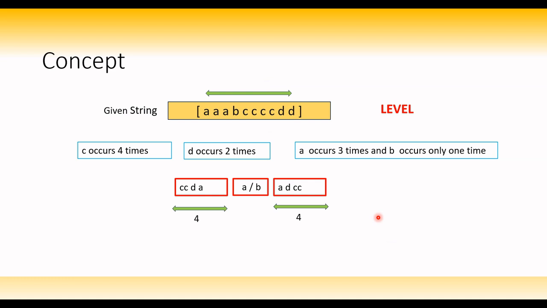So let us calculate the number of characters in this palindrome. Here on the left we have 4 alphabets, on the right we have 4 characters, and then in the center we will have either A or B. So 9 is the maximum length of palindrome that can be created from the given string. Hope you understood the basics of palindrome.